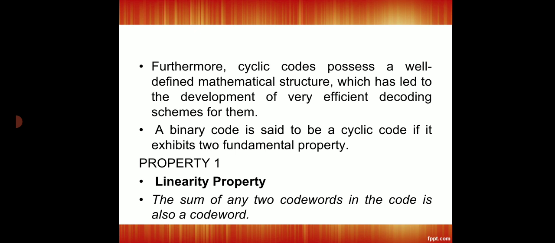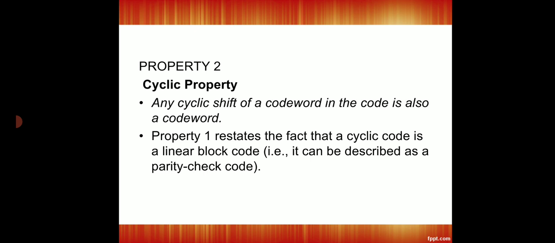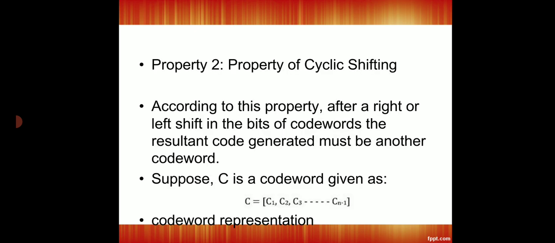So a binary code is said to be a cyclic code if it exhibits two fundamental properties. One is linearity. In linearity, the sum of any two code words is also a code word, and the second property is the cyclic property. Any cyclic shift of a code word in the code is also a code word. So these two properties mainly determine the linear block code, and the first determines the error detection. And due to property 2, with either a left or right shift, a code word can be generated into another code word.